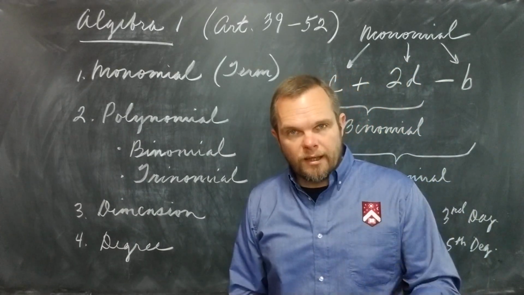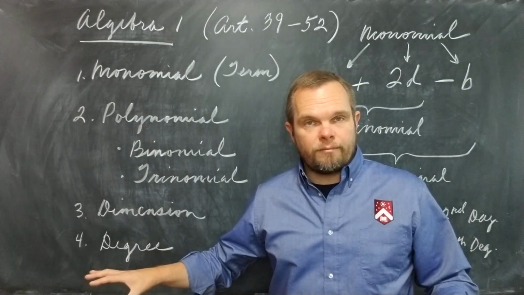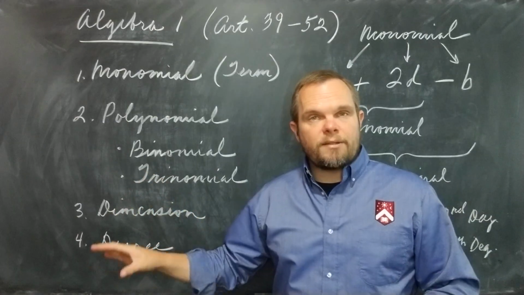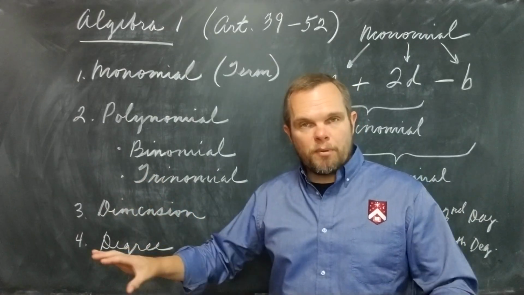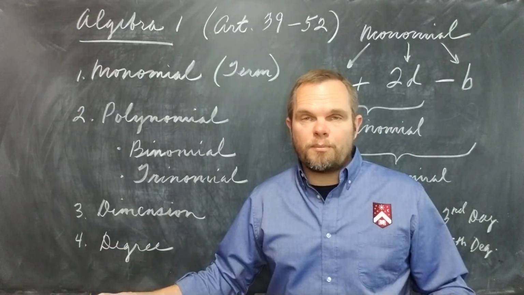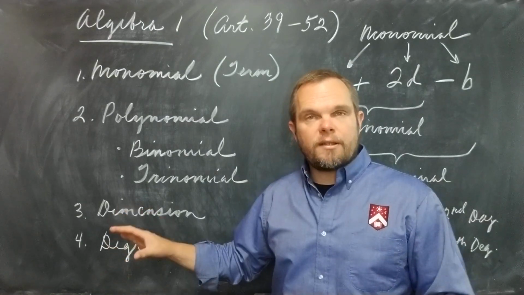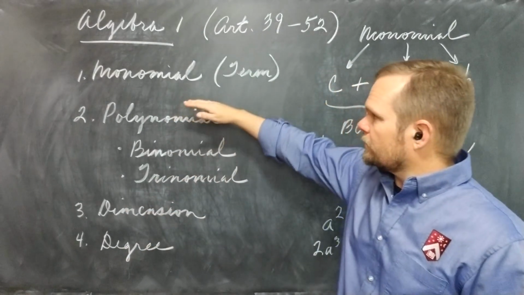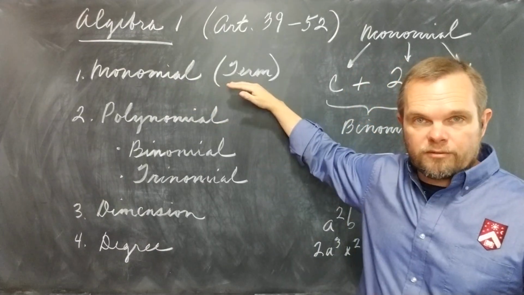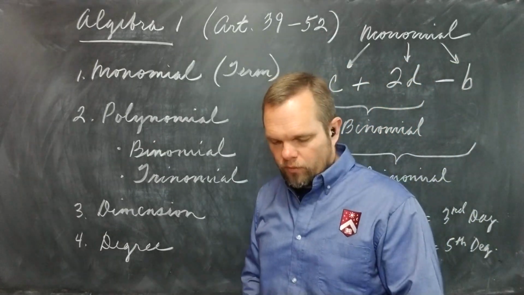So the signs plus and minus separate terms. Okay, that's a very important concept. The signs plus and minus separate terms. All right? Multiplication does not separate terms. Division does not separate terms. Plus and minus separate terms. That's the definition of a monomial or a term. That's very important. Make sure you pay extra attention to Article 40.